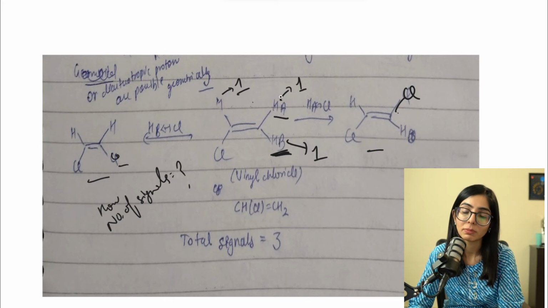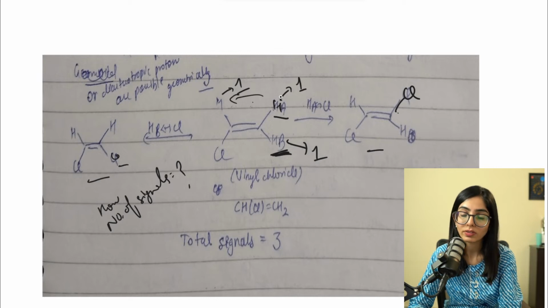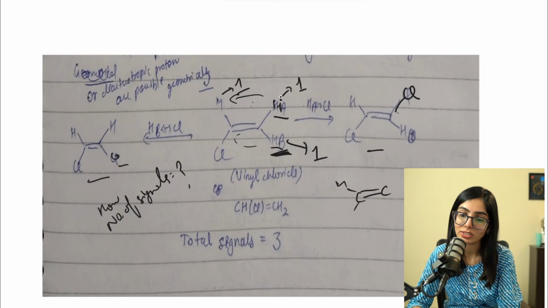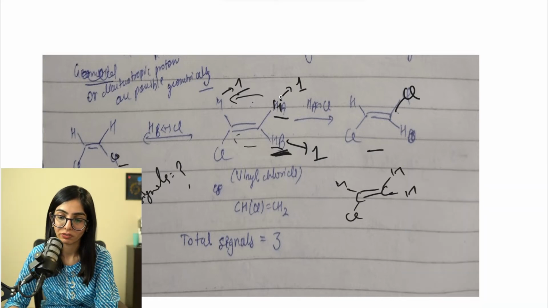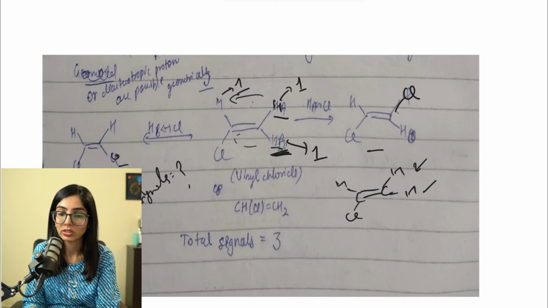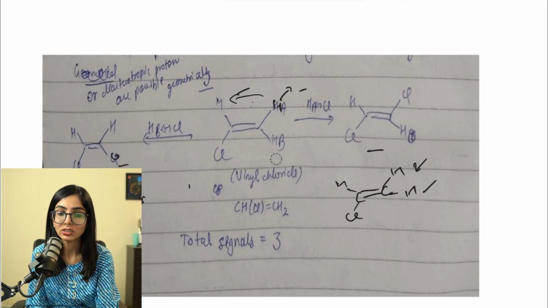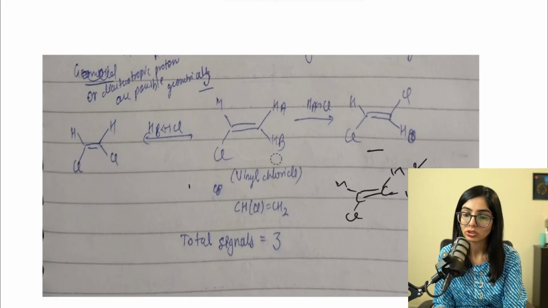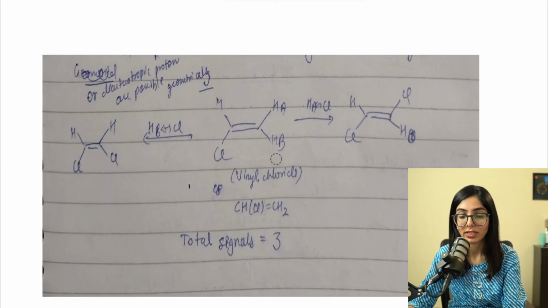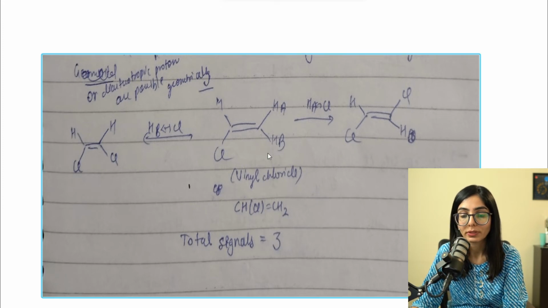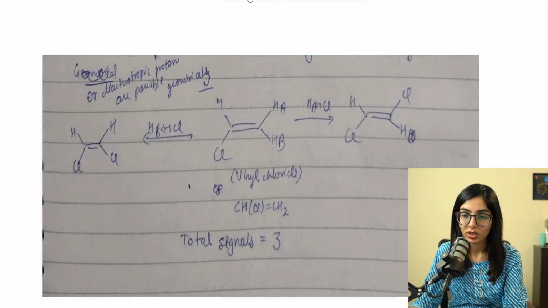But the simple trick is to see that this hydrogen is cis to this one, and this hydrogen is trans. Always remember, whenever a double bond carbon is there like this, these two hydrogens will be giving different signals. You don't have to think again and again about whether this is cis with this, or trans with this. Always remember that hydrogens attached to a single carbon having sp2 hybridization will give different signals. So we are just going through the basic definition right now.